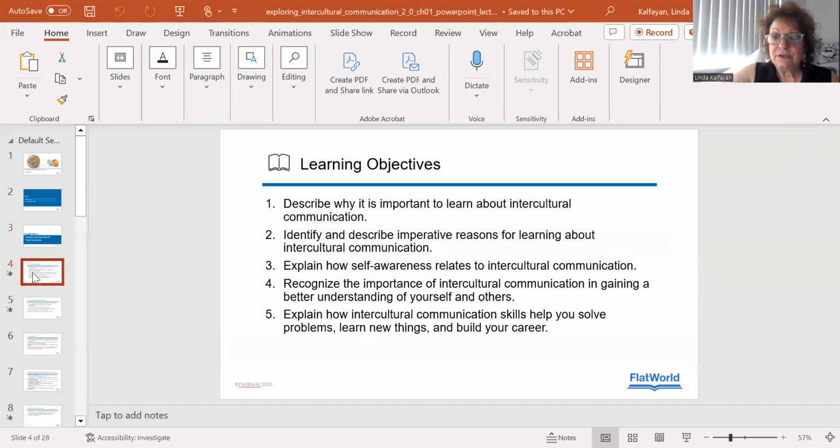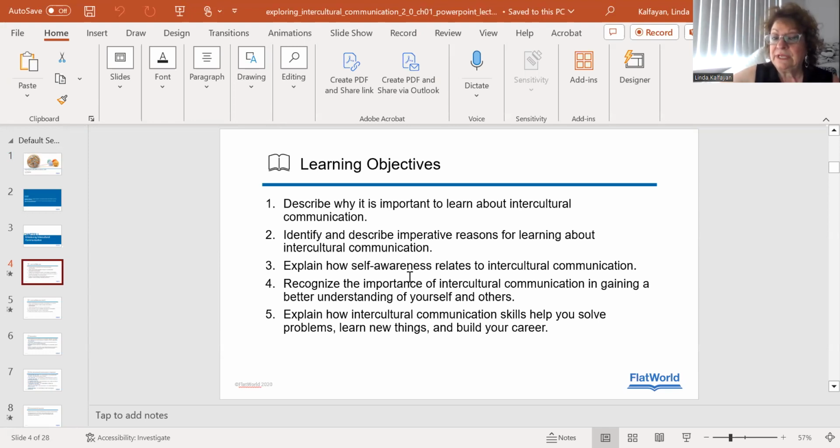Okay, so we're going to introduce intercultural communication. So what are we learning about? We're learning how to describe why it's important to learn about intercultural communication. Again, with all of our businesses being intercultural, we want to be an effective communicator to all. Identify and describe imperative reasons for learning about intercultural communication. You can come up with a couple of your own.